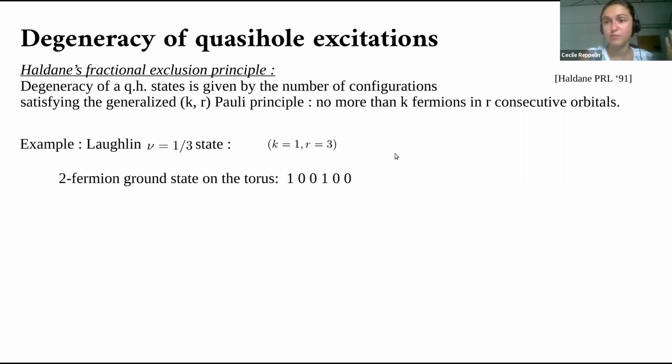And first of all, I'm going to consider 6 flux quanta. So I have a 1/3 filling fraction. So I should find back the threefold degeneracy that we know there is for the Laughlin state.